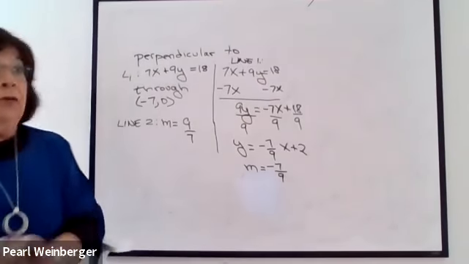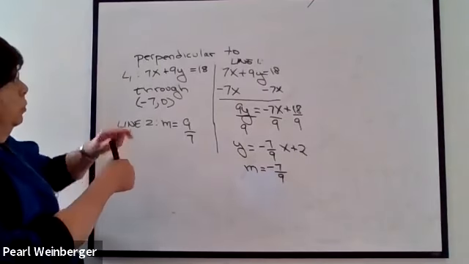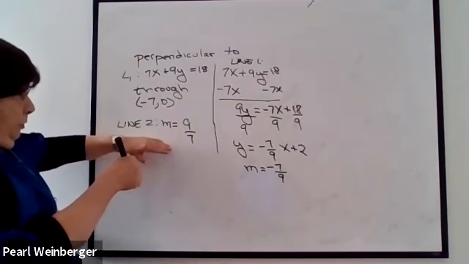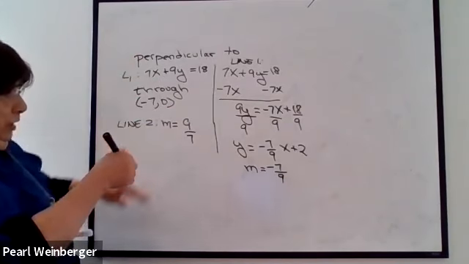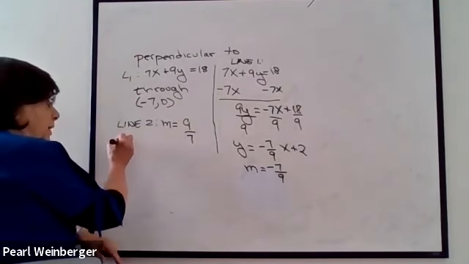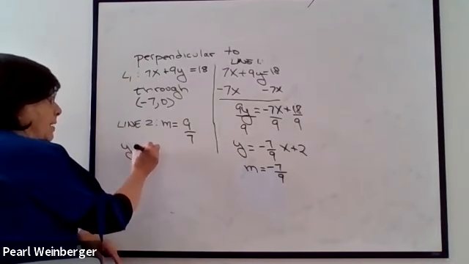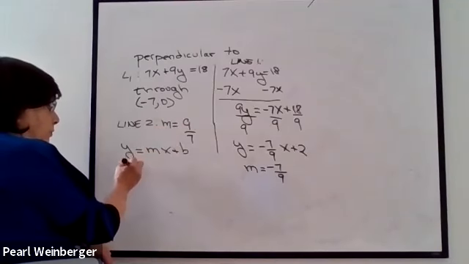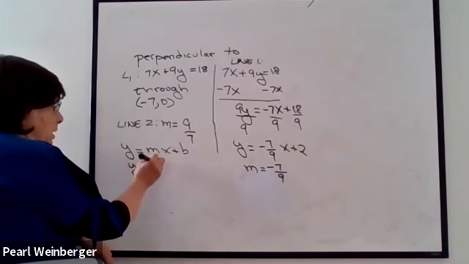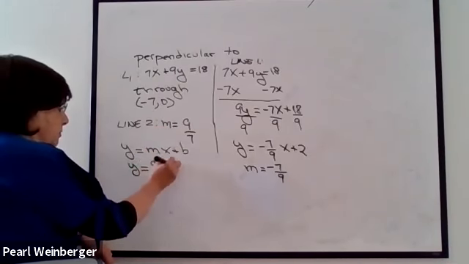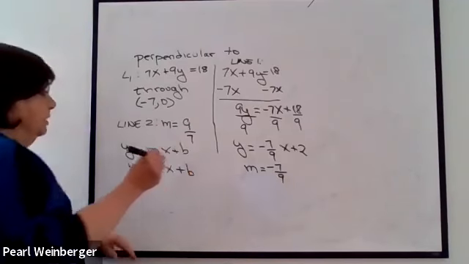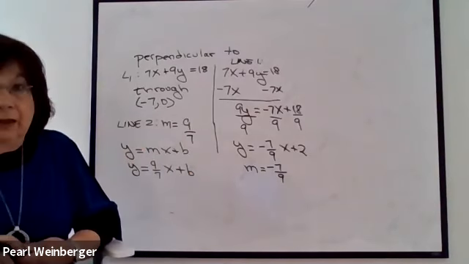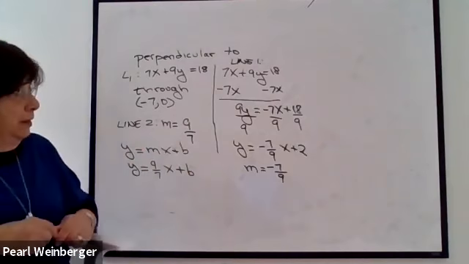Okay, so now we have to go a step further. We now know the slope of my line. We want to now write the equation of the line. Remember how we do that. Y equals mx plus b. We replace the m with 9 over 7. Y equals 9 over 7 x plus b. I'm going to give you a few minutes to see if you can figure out what the b should be. Now see if you can figure out the b.